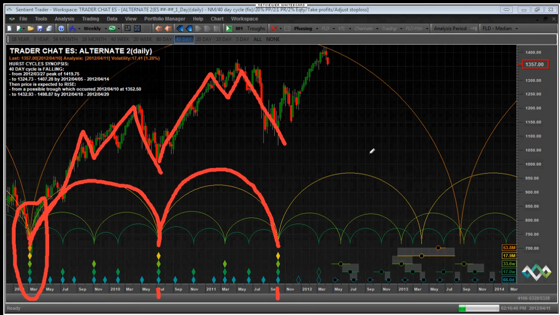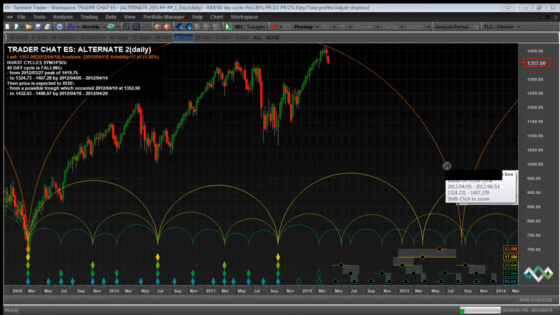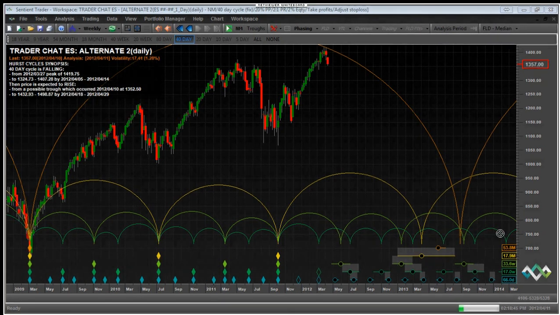There are a few questions that we need to raise, which have to do with the price action since that trough in October of 2011. So let's zoom in and have a look at what's happened since then. Just sticking with the long-term view for a moment, what's expected next?